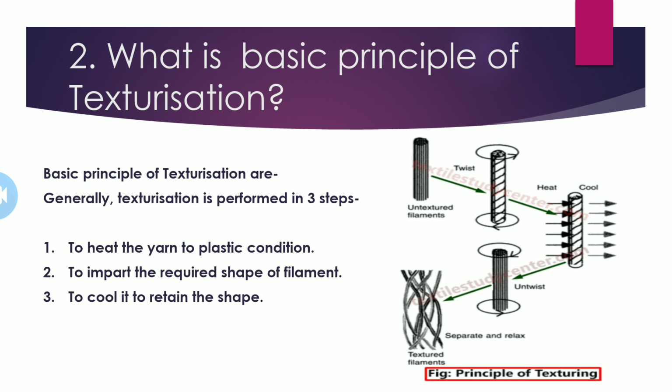So my second question is, what is the basic principle of texturation? Generally texturation is performed in 3 steps. The first step is to heat the yarn to plastic condition. The second step is to impart the required shape to the filament, and the third step is to cool it to retain the shape. So we can see a picture, and this picture is the principle of texturation, where the 3 steps of the texturation process are shown.